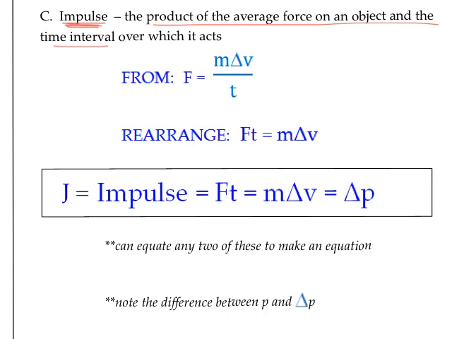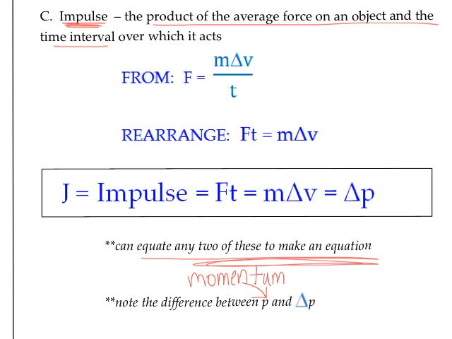So we'll practice with some example problems in the next lesson, but just remember that you can equate any two of these things and make an equation. So this is kind of like a mix and match type of formula. And then there is a difference between regular P and delta P. If it's just a plain P, that's going to indicate momentum. And you want to think of that as more of an instantaneous quantity, whereas a change in momentum is actually an object's impulse, and this takes place over a period of time.